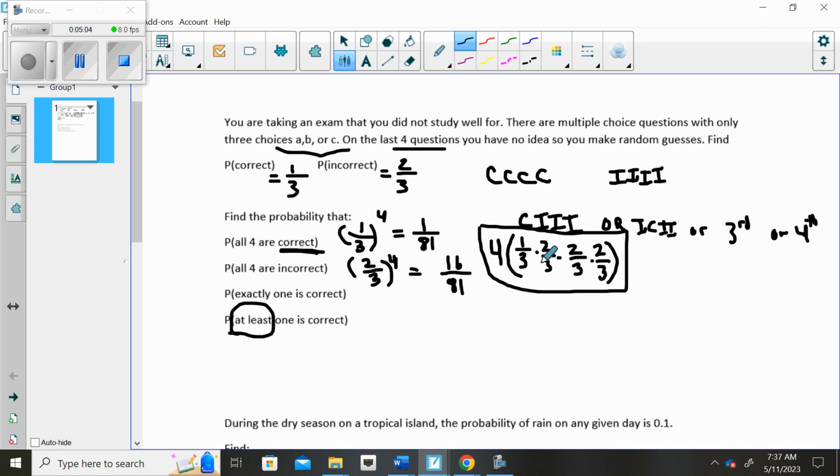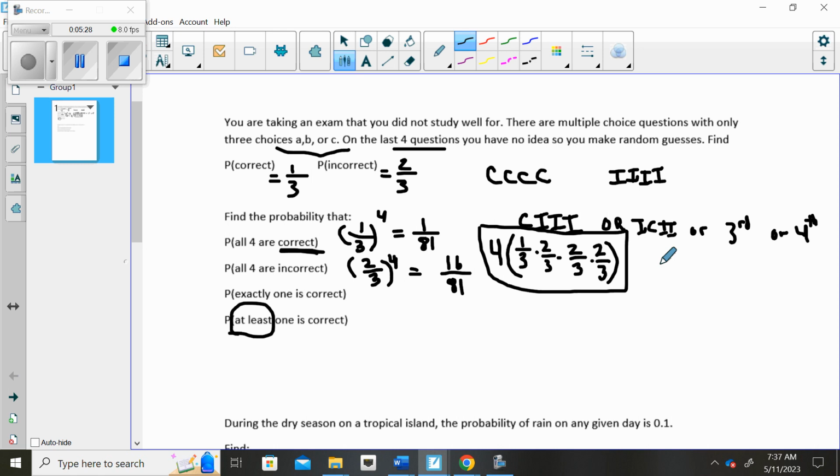I get exactly one correct, which is right here. I could find the probability of getting two correct, right? Oh, actually, that'd be more complicated. Yeah, so I could do two correct, then I could do three correct and add those all up, okay?